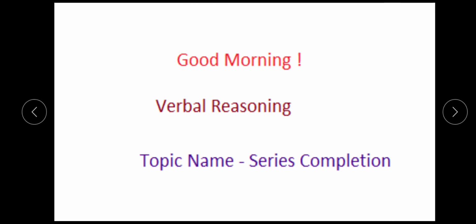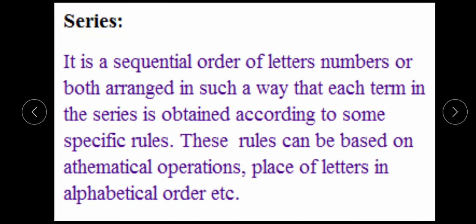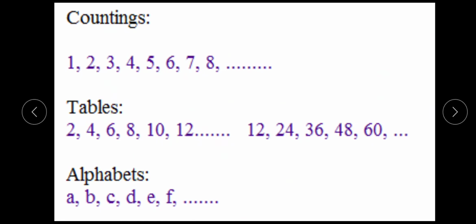This is part of verbal reasoning. Series: it is a sequential order of letters, numbers, or both, arranged in such a way that each term in the series is obtained according to some specific rules. These rules can be based on arithmetical operations, place of letters in alphabetic order, etc.